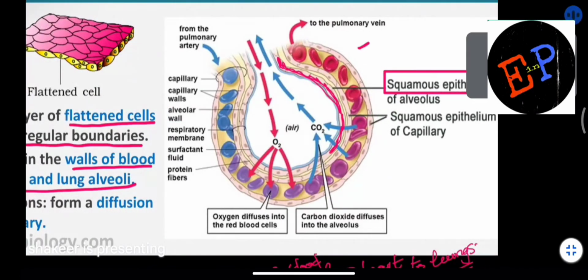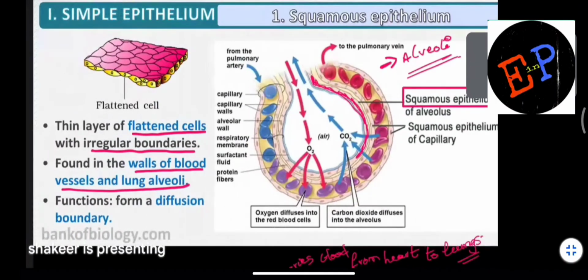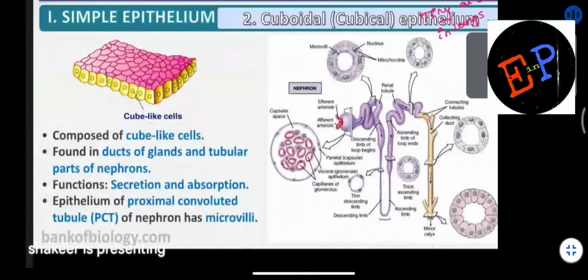And this total figure is an alveoli, or in the singular form, you can call it alveolus. So the inner layer of this alveolus is also made up of squamous epithelium. Single layer of simple tissues. Understood? That's it. So then we study about cuboidal epithelium.